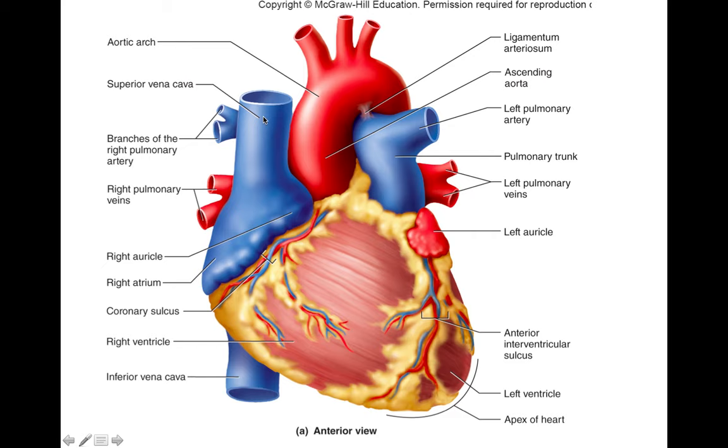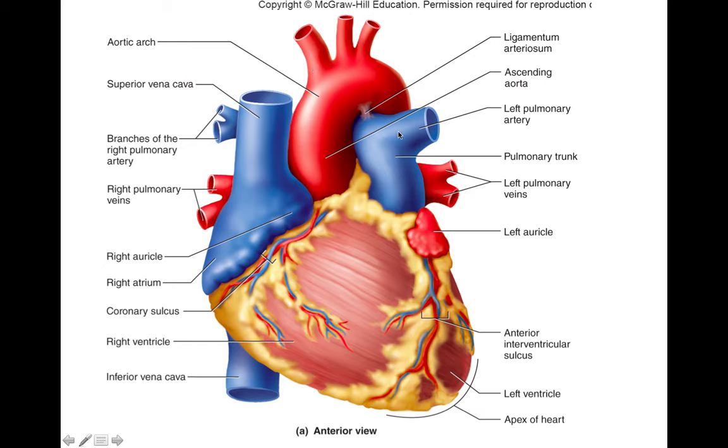The one up here on top is going to be the superior vena cava, and the one on the bottom, the inferior vena cava. You can also clearly see the aorta right here. Here's your aortic arch right here. And you can see the 3 main branches that come off of the aorta.